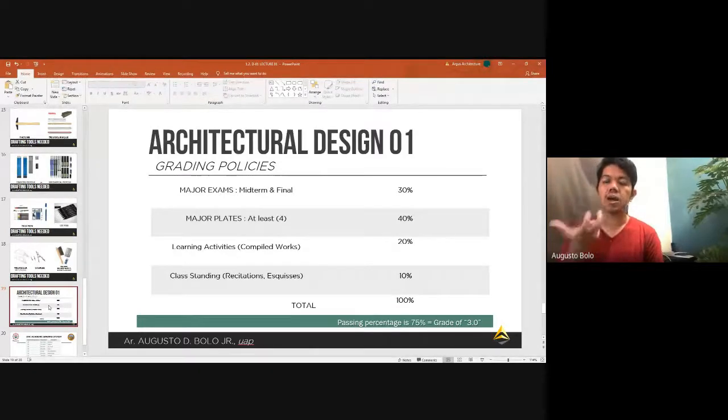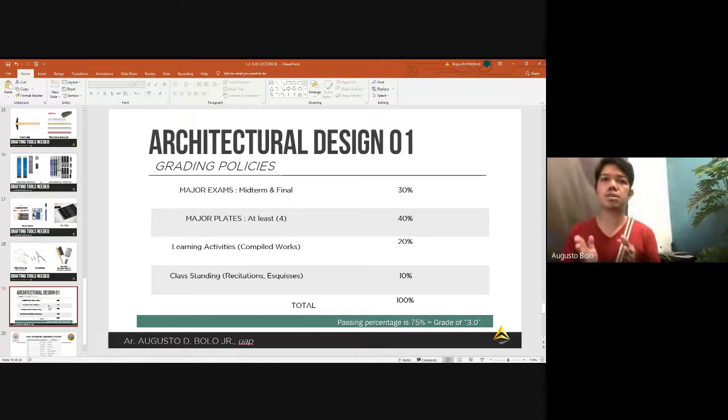Okay? So, we have major examinations such as during midterms and final. Somehow, with a total of 30 points, it comprises midterm and final examination, major exams. We have major plate. Ito yung pinaka-vital. Tingnan nyo. This is 40% of the entire 100%. Very important to sa design. Ito yung pinaka-mataas na rating rather.